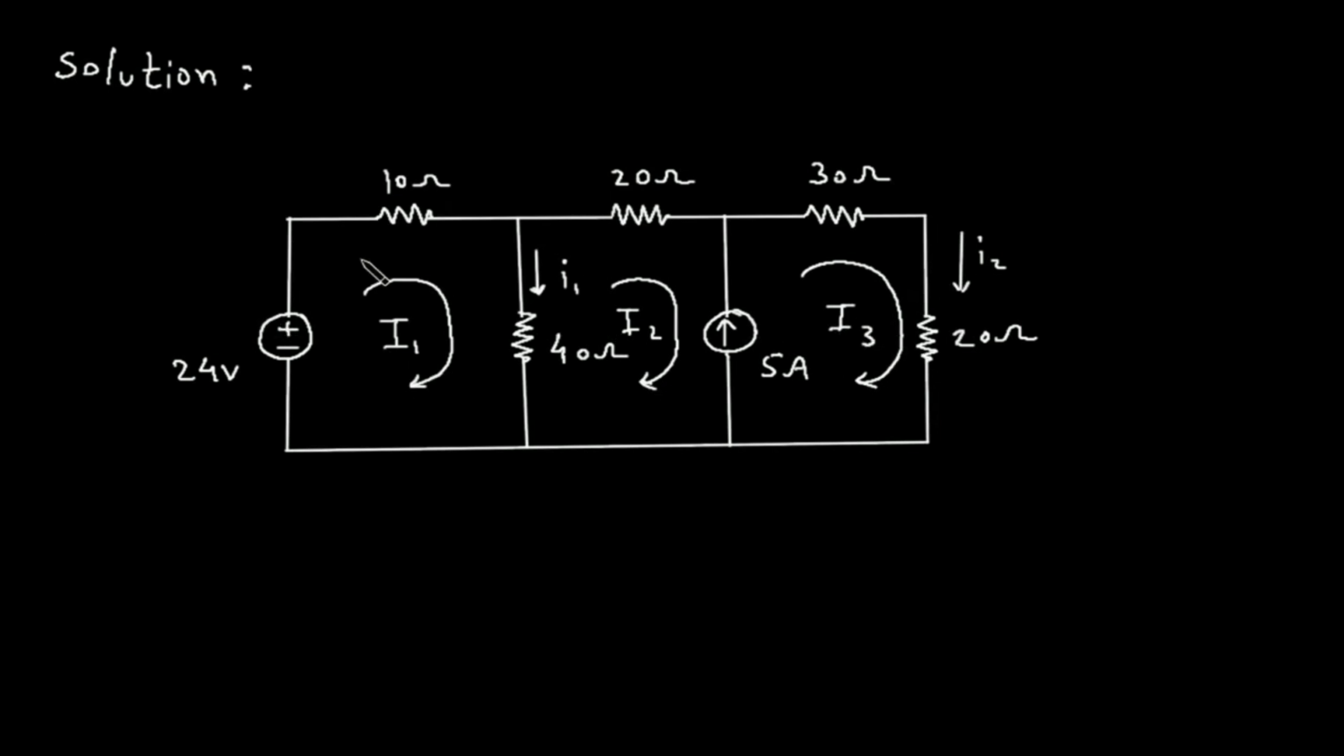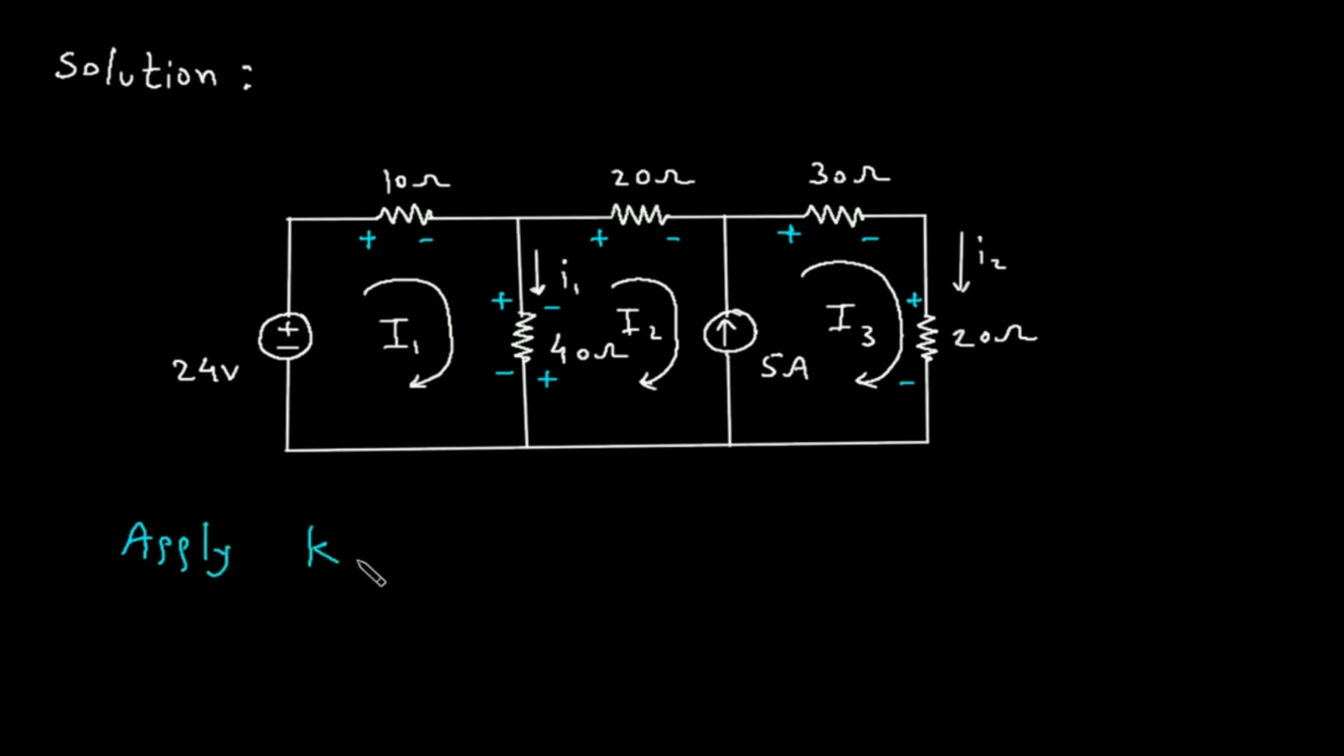Now according to the direction of this current, this will be positive, this will be negative. Here positive, negative. Here positive, negative. Positive, negative. Now we will apply KVL to mesh number 1.